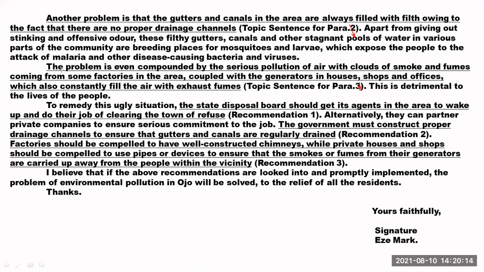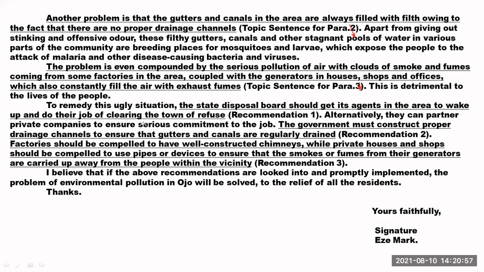Then we start as usual with our topic sentence. The problem is even compounded by the serious pollution of air with clouds of smoke and fumes coming from some factories in the area, coupled with the generators in houses, shops, and offices, which also constantly fill the air with exhaust fumes. All right, so this is topic sentence for paragraph 4. Then we drive home the message by saying that this is detrimental to the lives of the people or to the health of the people.